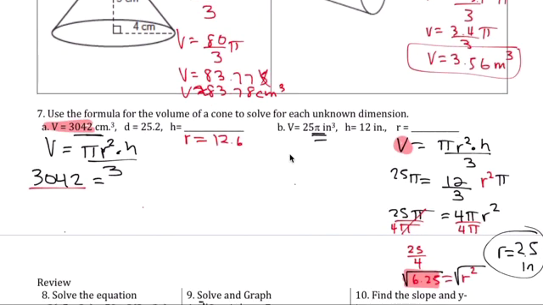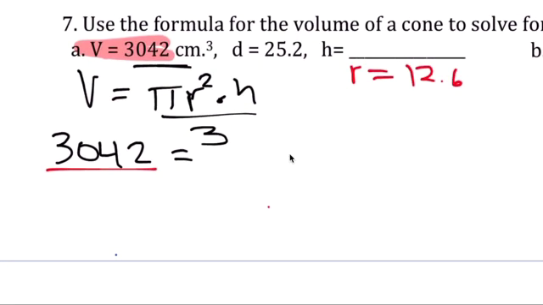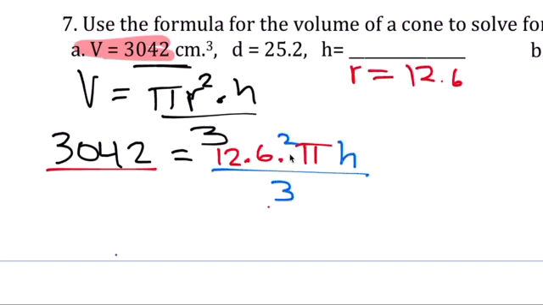Okay, now for those of you, we did this in class. I did this incorrectly. This is in terms of pi. Radius is 12.6. The height we don't know. Divided by 3. Now to get rid of the 3, you need to multiply by 3 first. Cancel it out. So that's what I did not do.